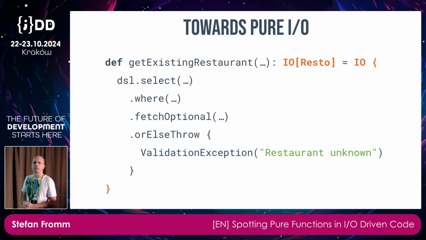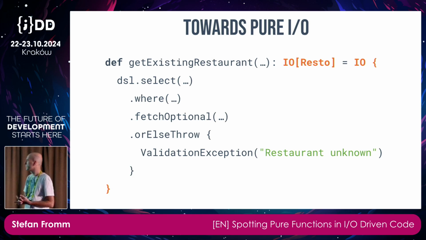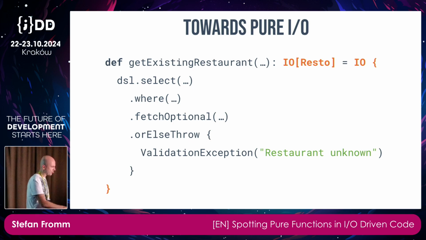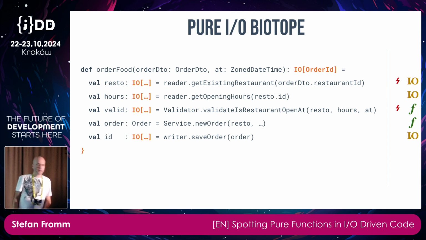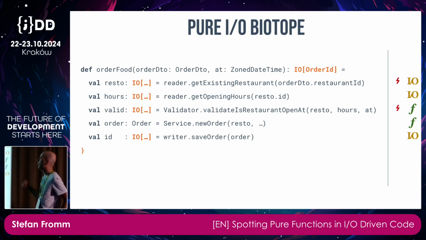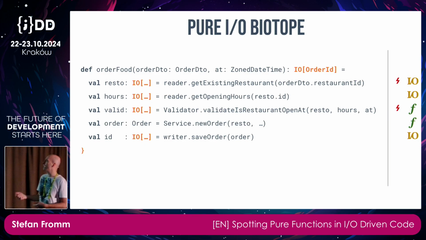And inside, let's assume jOOQ, I do some select where, whatever, fetch optional, throw an exception if the restaurant doesn't exist. And I have it, okay? So if I go back, I will have now 4 methods that return me an effect description. But the next problem is I have to concatenate these with each other. I have to compose them.